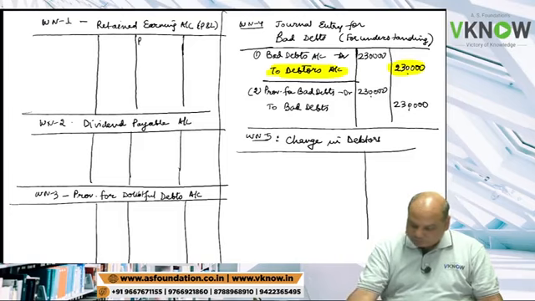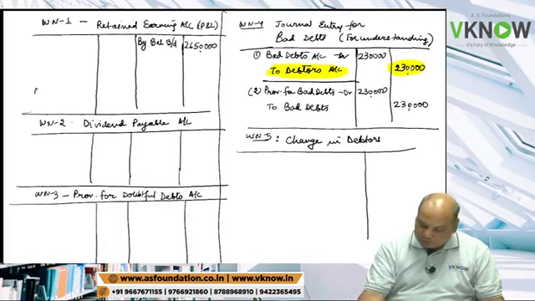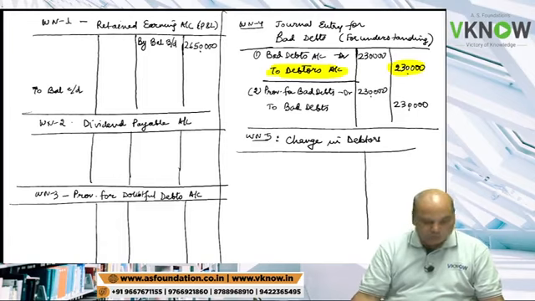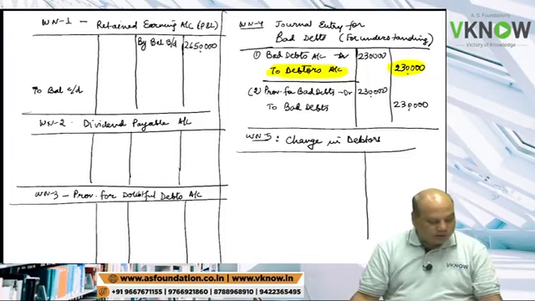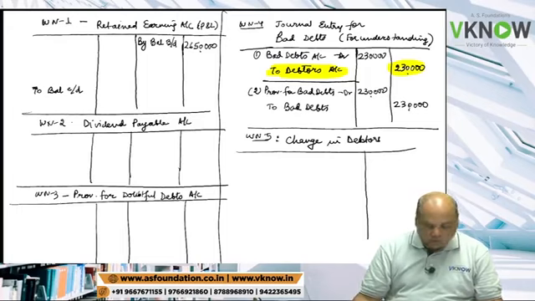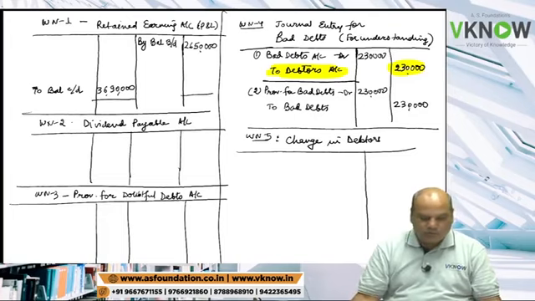Working note 1. By balance brought down 26,50,000 and to balance carried down is 36,90,000. We'll come back to this.